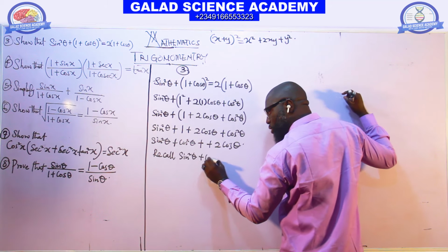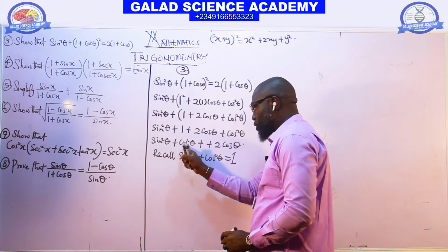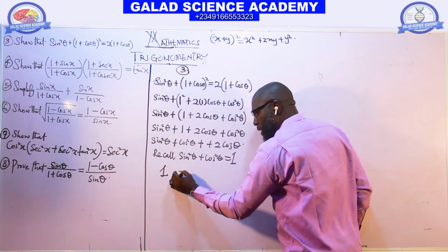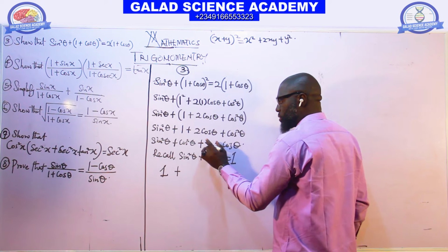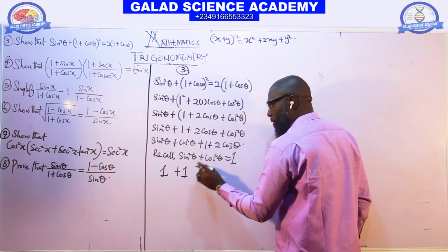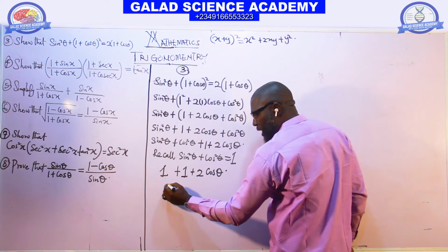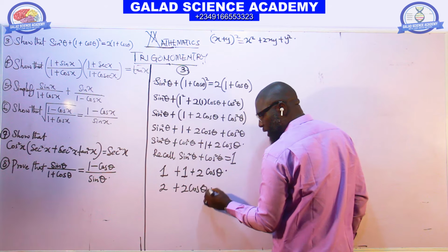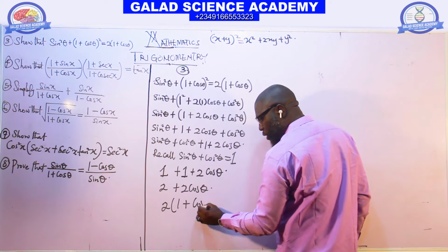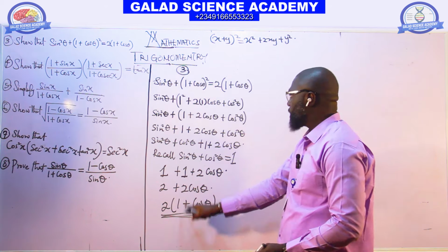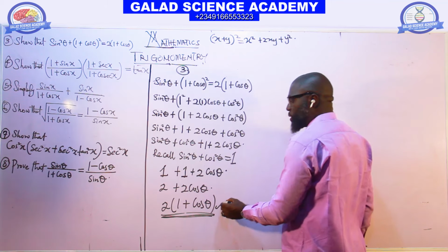And recall that sine squared theta plus cos squared theta equals 1. You substitute for it. You have 1 here plus 1 plus 2 cos theta. If you add 1 plus 1 together, it's equal to 2 plus 2 cos theta. The common factor here is 2, which is the same thing as 2 into bracket 1 plus cos theta. You can see that it's the same thing as this. It's quite easy done. QED. That is the final answer.